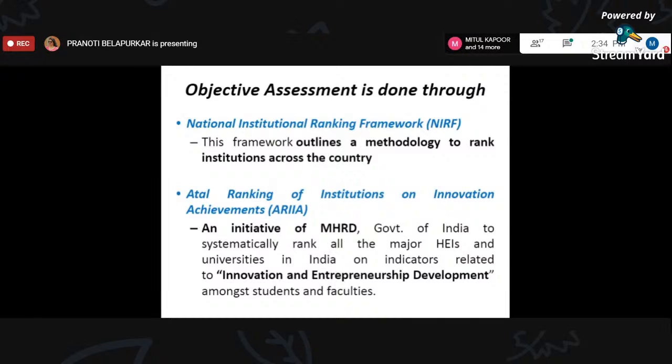And the second one is the ARIIA ranking. This ARIIA ranking is also an initiative of MHRD. I have told you earlier, but it actually measures you on the basis of your innovation and entrepreneurship development among students and faculties of that particular institution.